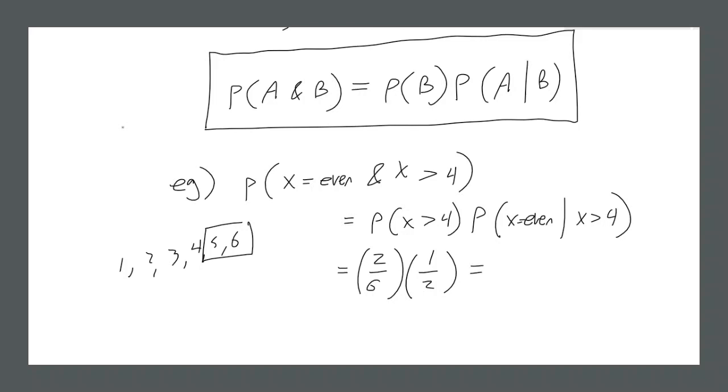So what we have then is 2 out of 12, or 1 out of 6, or approximately 0.17, is the probability that x is even and x is greater than 4. So that's all of our probability rules derived. And they're all just special cases of this one single formula.